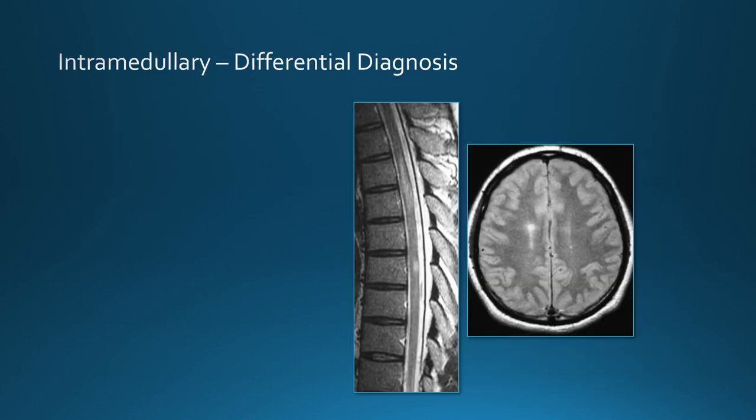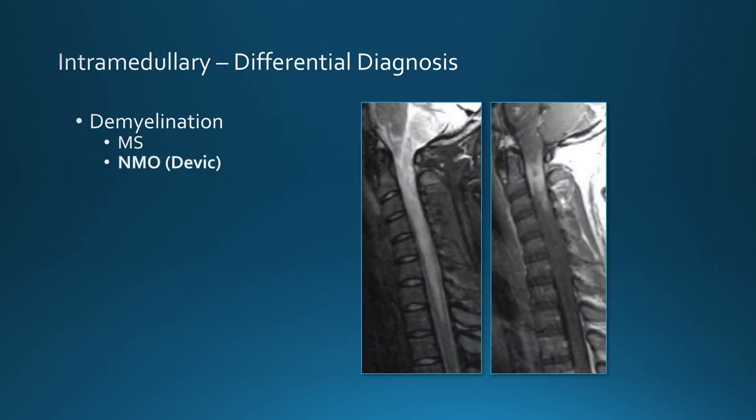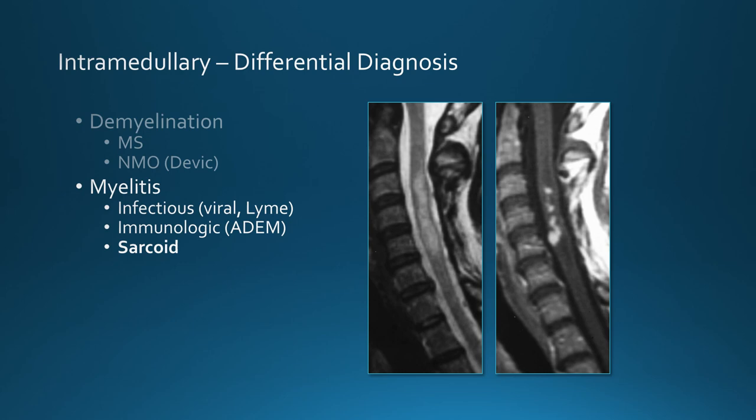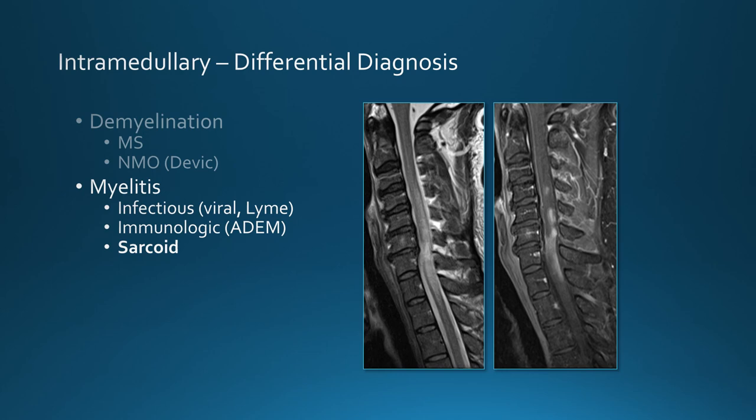Differential diagnosis of intramedullary lesions. Demyelinating lesions, this is a case of multiple sclerosis. Neuromyelitis optica typically is a larger lesion, often with expansion of the cord and heterogeneous enhancement. Inflammatory processes, myelitis, can be either from infection, immunologic, or sarcoid, as in this case. Another patient with sarcoid causing an intramedullary lesion, this one with enhancement along the surface of the cord or meningeal enhancement.